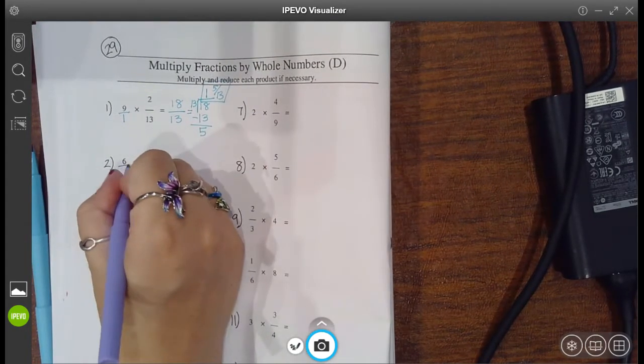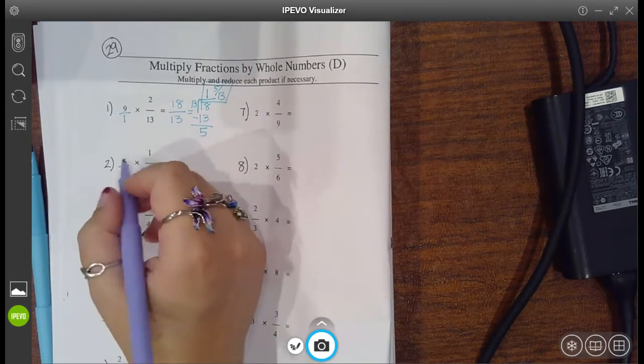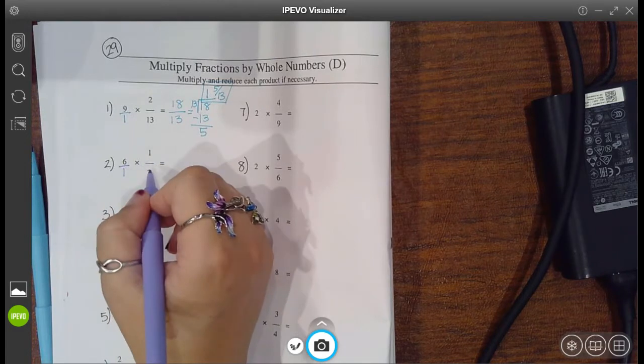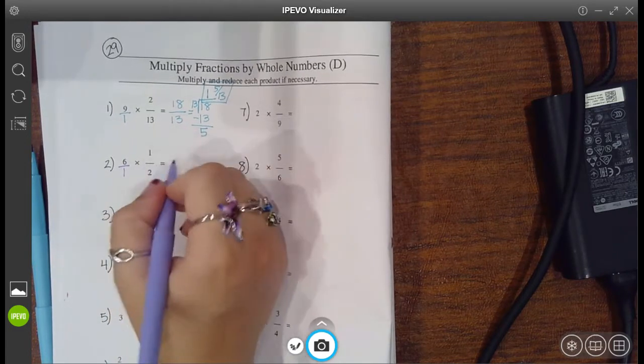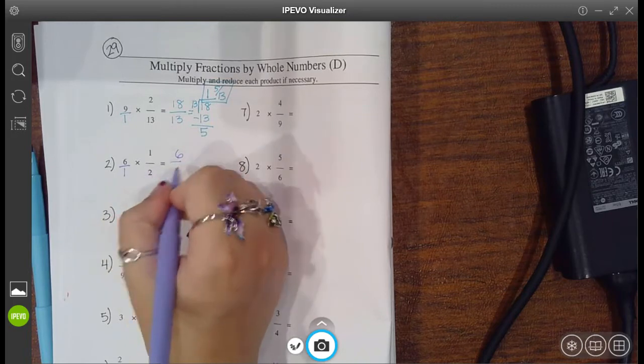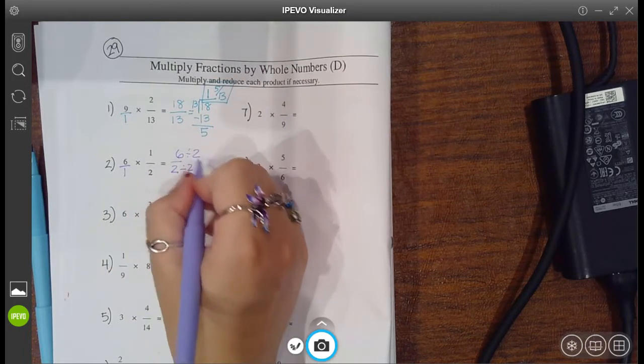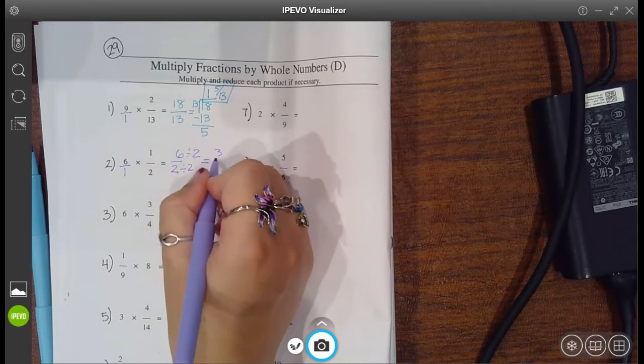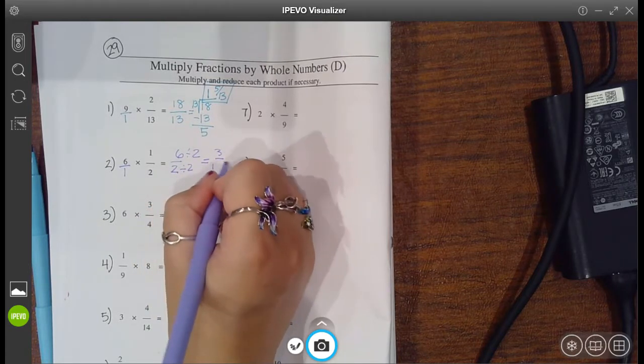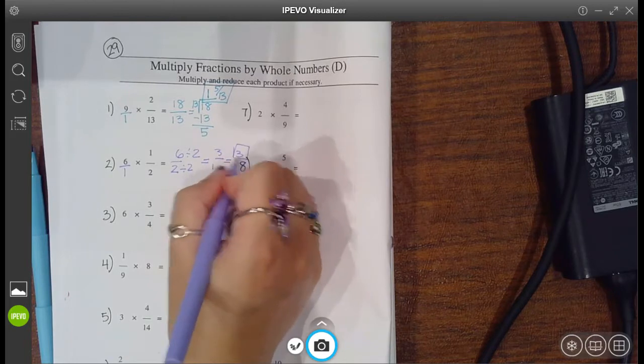So again, it's a whole number, so let's put it over 1. And yes, you could jump straight to multiplying across. So 6 times 1 is 6, and 1 times 2 is 2. And then you're like, oh, I can reduce that by 2. 6 divided by 2 is 3, and 2 divided by 2 is 1. So 3 over 1 is just 3.